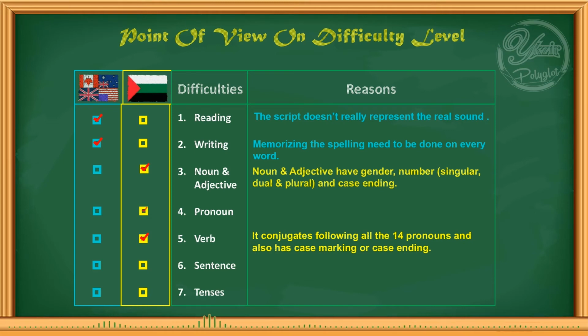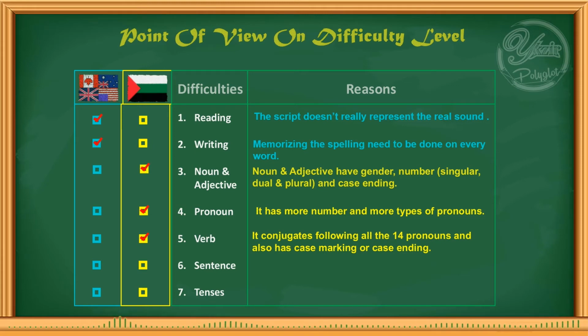From the previous topic, we know that Arabic verb declension is much more complex because it conjugates following all the 14 pronouns and also has case marking or case ending, while the change of the English verb is only affected by a singular subject. And we also know that Arabic has more pronouns compared to English that only has 7 pronouns.